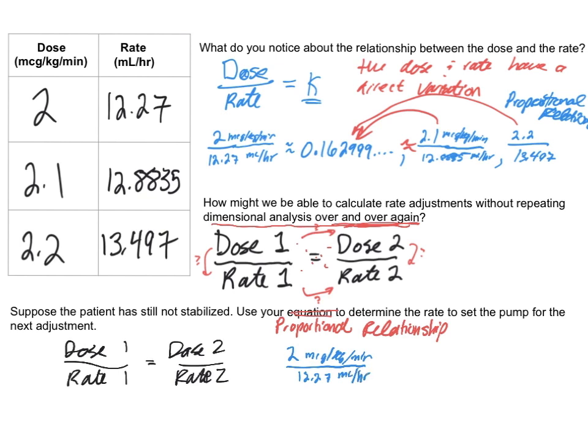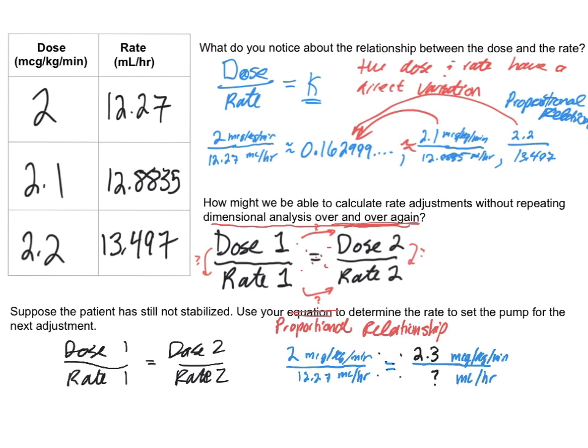If we set it up using the first dose and the first rate, that's going to have to be equal to an equivalent relationship of micrograms per kilogram per minute and milliliter per hour. In particular, what I'm looking for is the rate. I don't know this rate, but I do know the new adjustment. It went from 2.2 as the previous. If we were to increase that to the new adjustment, it would be 2.3. So I now have this proportion to solve.